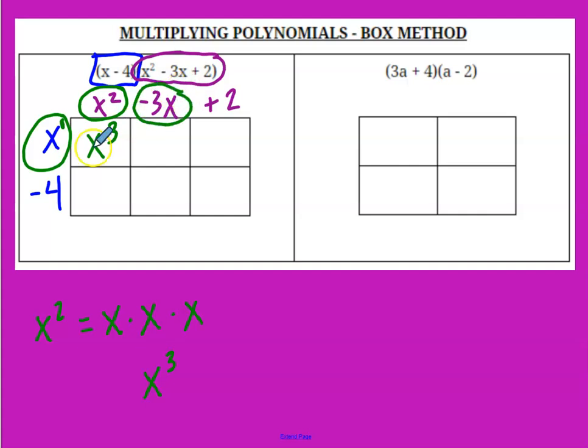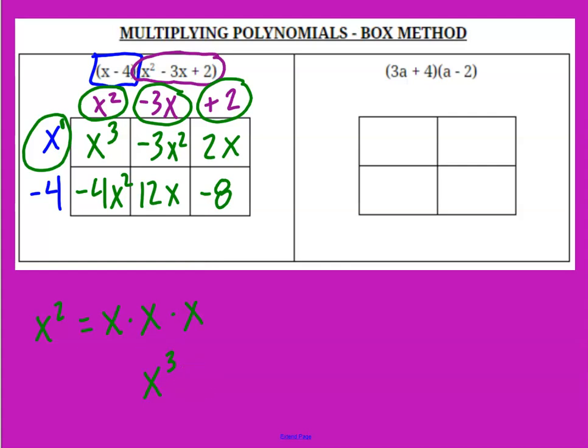Negative 3x times x is negative 3x squared because x times x is x squared. We have positive 2 times x is 2x. Now we have to do the purple by the negative 4, so we have x squared times negative 4 is negative 4x squared. Negative 3x times negative 4, negative 3 times negative 4 is positive 12 times x. And then 2 times negative 4 is negative 8.